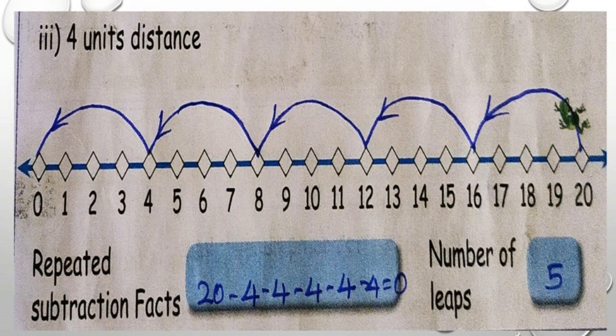4 units distance. The frog is at the position of 20. It has to reach the position 0 by a leap covering 4 units distance. So 20 minus 4, 16. 16 minus 4, 12. 12 minus 4, 8. 8 minus 4, 4. And 4 minus 4, 0. Repeated subtraction facts: 20 minus 4 minus 4 minus 4 minus 4 minus 4 is equal to 0. That is 20 minus 5 times of 4 is equal to 0. Number of leaps is 5.